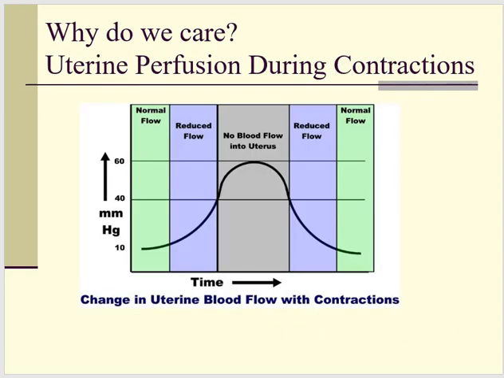Why do we care? Uterine perfusion significantly changes during contractions, and the stronger the contraction, the more impact it has on that uterine perfusion. As that contraction begins, that whole uterus is squeezing. The uterus is squeezing on the placenta. It's giving your fetus a great big hug. It's also squeezing that umbilical cord. So that's going to impact circulation as the contraction gets stronger and stronger and stronger.